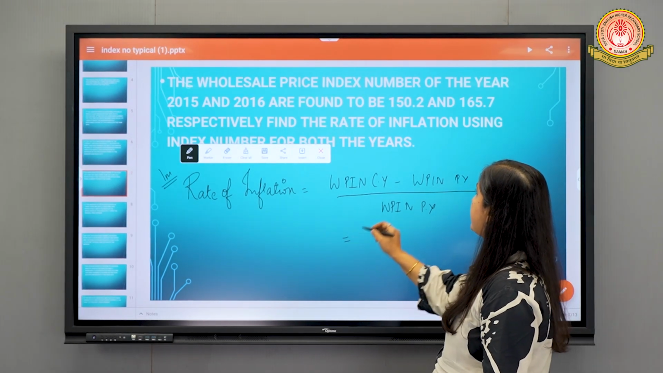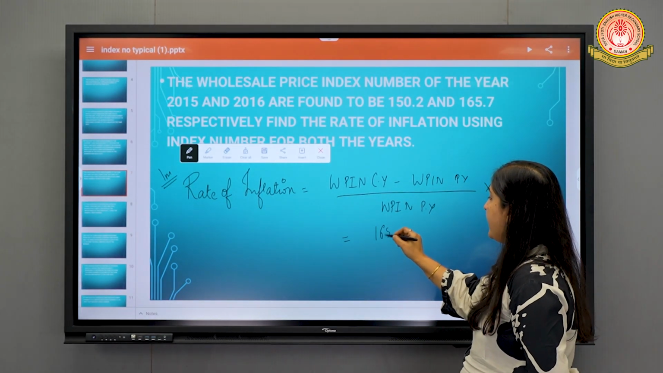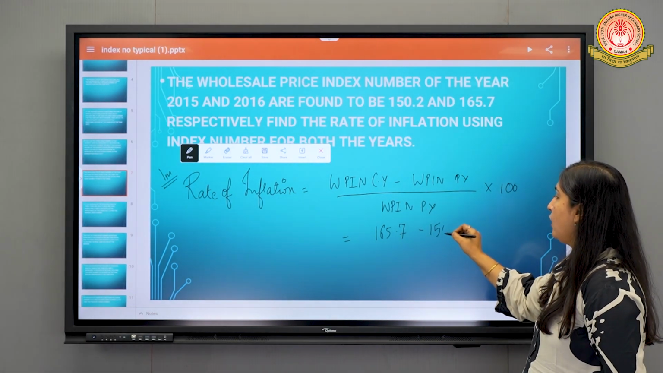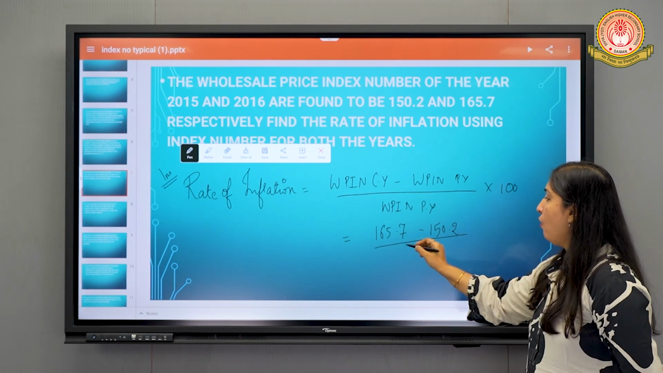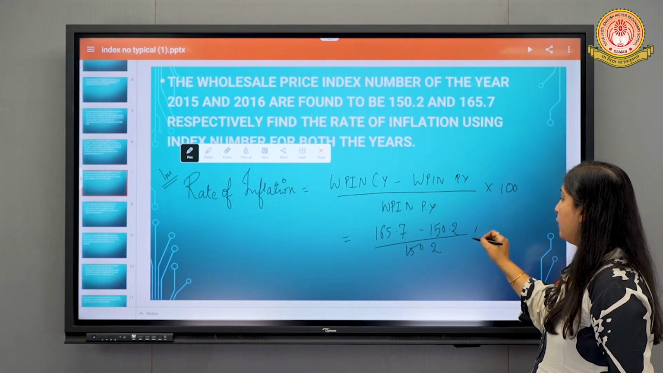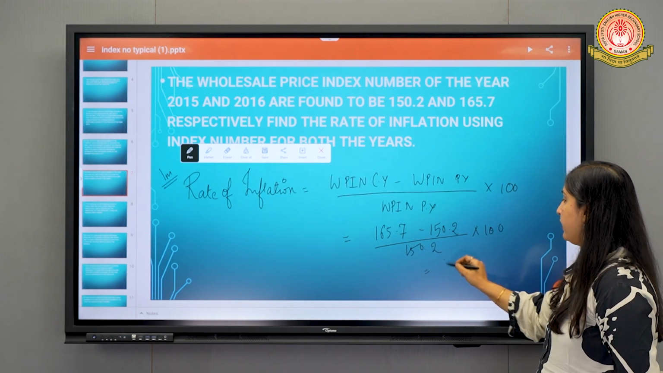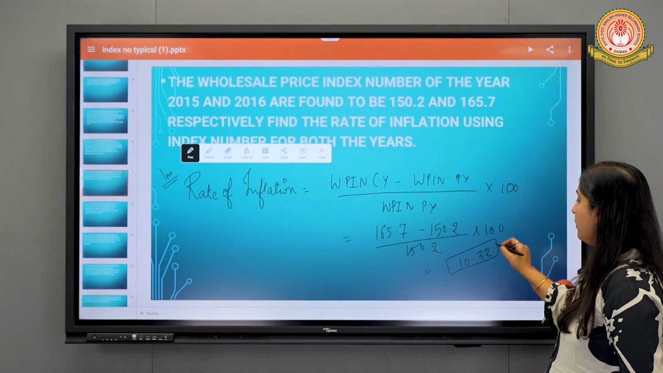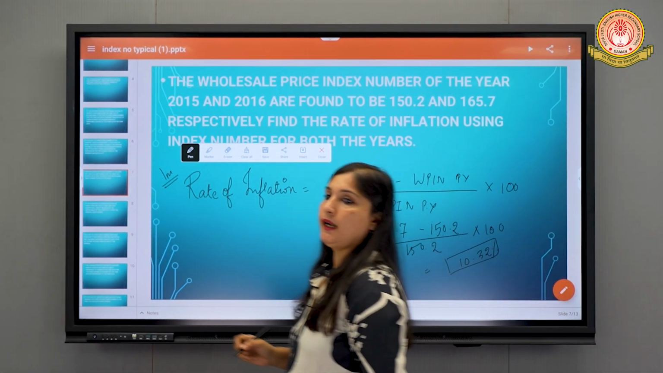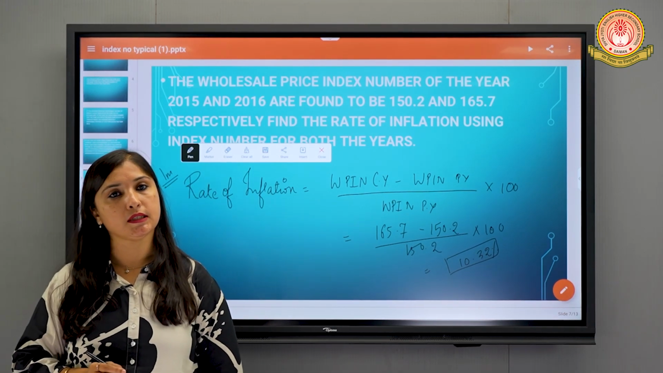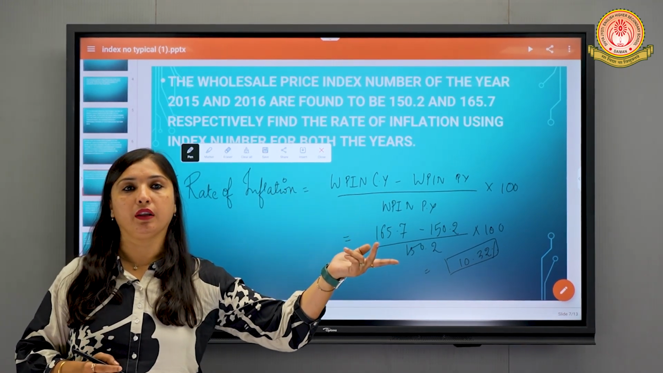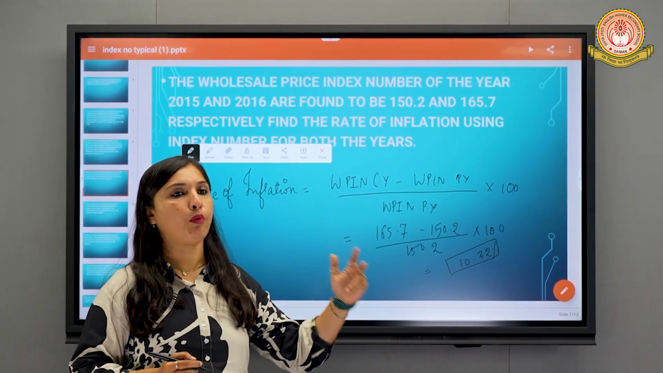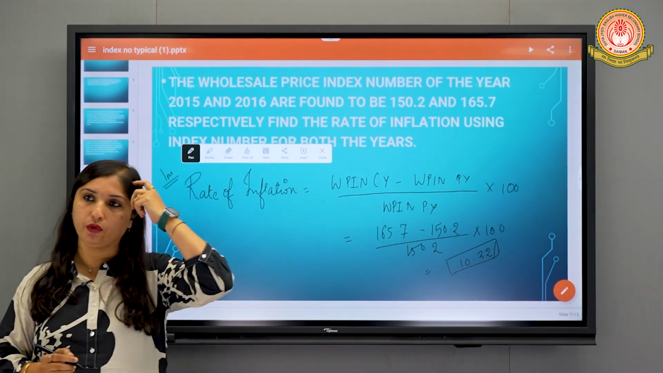So for the current year, the wholesale price index was how much? 165.7 minus the previous year index, 150.2, divided by 150.2 into 100. So the final answer we get is 10.32%. So rate of inflation is 10.32%. Whenever we read the figure after the point, it cannot be 32; after the point it is 32. So it is 10.32%. Is that clear to everyone?